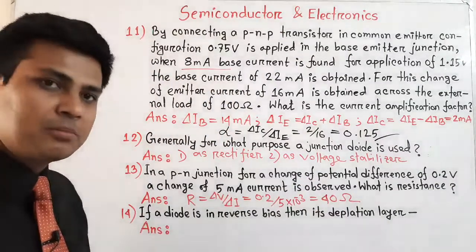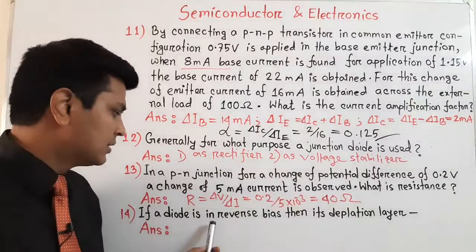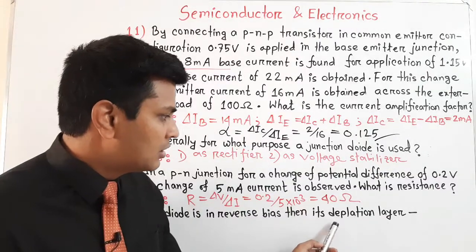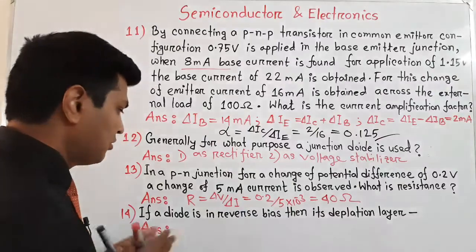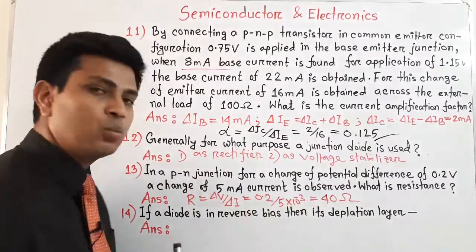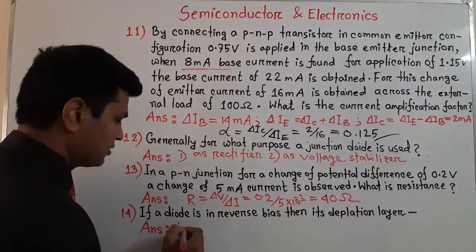Now let's see question number 14. The question is, if a diode is in reverse bias, then its depletion layer what? That means when we apply reverse bias in a PN junction, the depletion layer will be increased. So our answer will be increased.